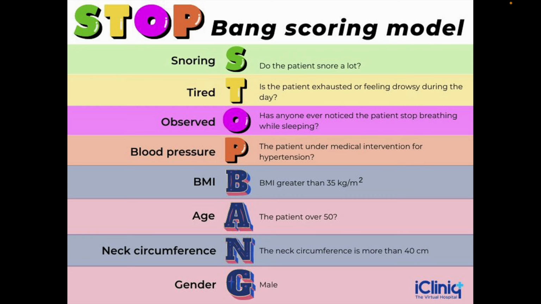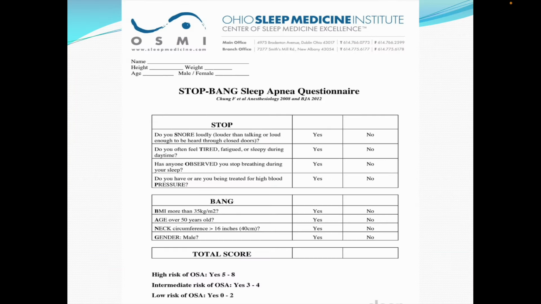This is a diagram showing the STOP-BANG. S means snoring. T means tired. O means observed by a person who is sleeping in the same room and can hear the snoring even from outside the door. P is blood pressure higher. BMI greater than 35 kg per meter square. Age may be more than 50. And neck circumference more than 40 centimeters. Gender is usually male.